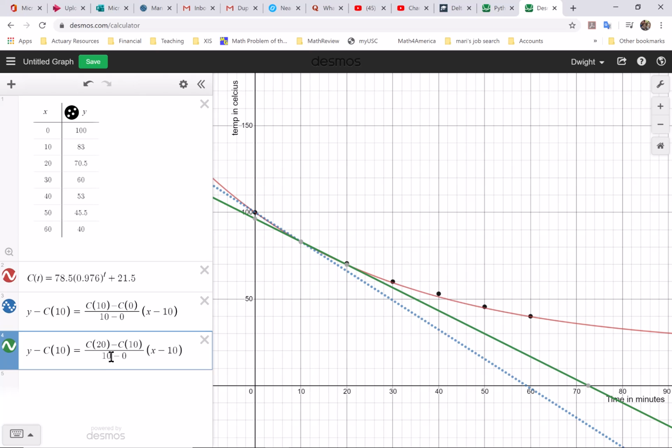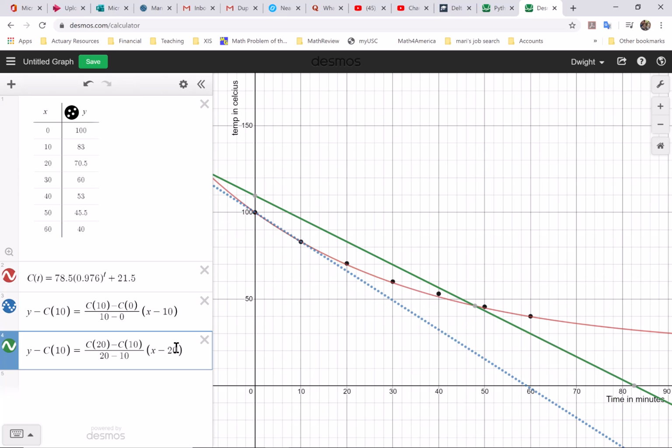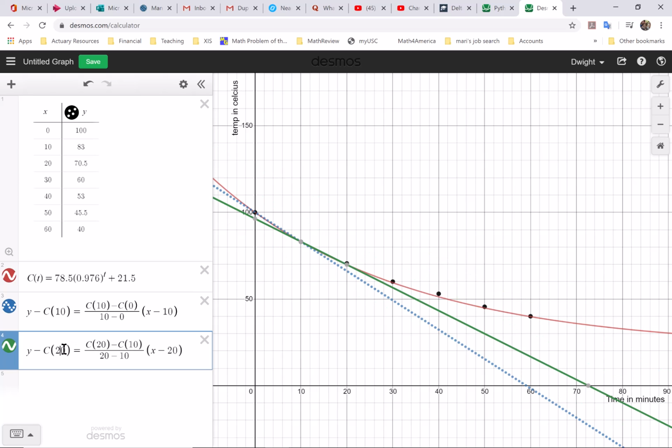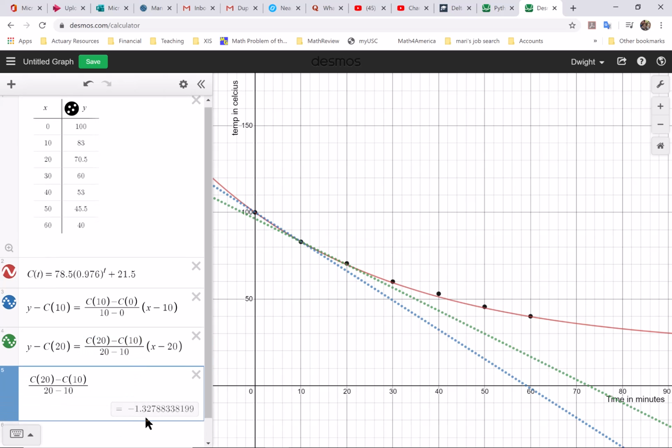I want to figure out the average rate of change between 10 and 20, so I just changed these to 10 and 20, and then I'm going to change this to 20 and 20, and you can see that gives me the average rate of change, the secant line between 10 and 20, right? And again, the number represented by this is the slope of that line, right?